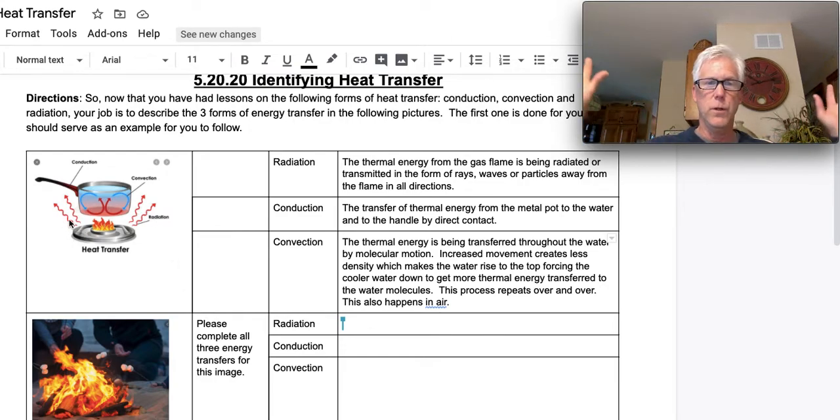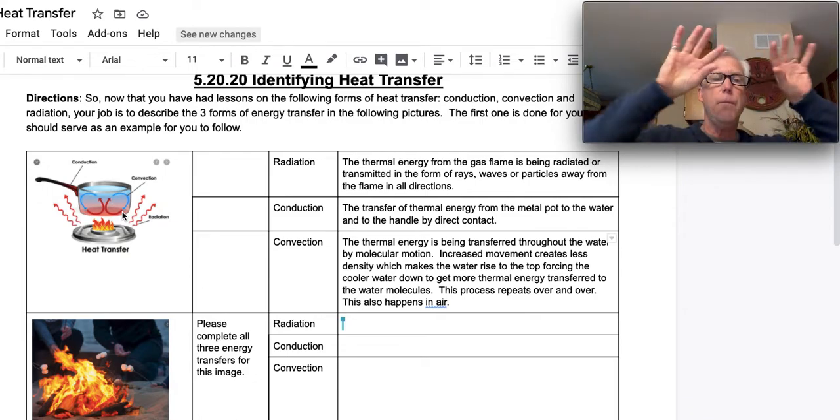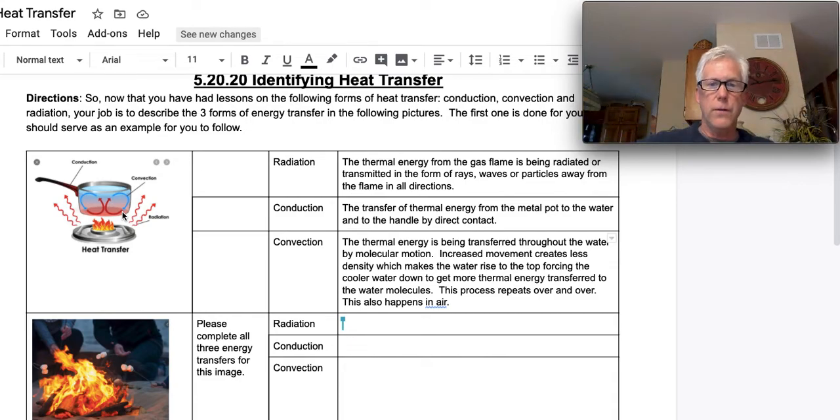Those arrows are the thermal energy moving away in the form of radiation. Then you have conduction, the transfer of the thermal energy from the metal pot to the water and to the handle by direct contact. Okay, the thermal energy is radiating to the surface of the kettle, which is then transferring that thermal energy into its particles and then into the particles of the water. And once the water starts heating up, molecules move apart, they rise up, they cool down, they go down, and we've got this convection current. All right, like I said, it also happens in the air.